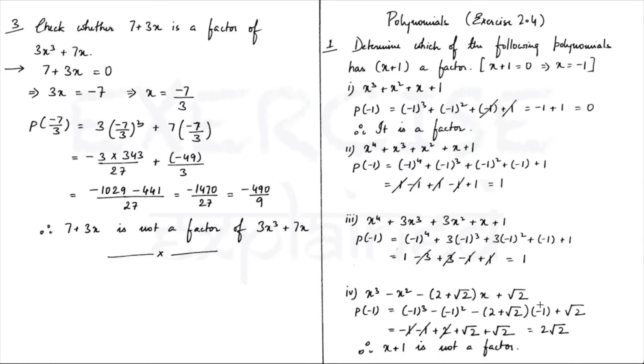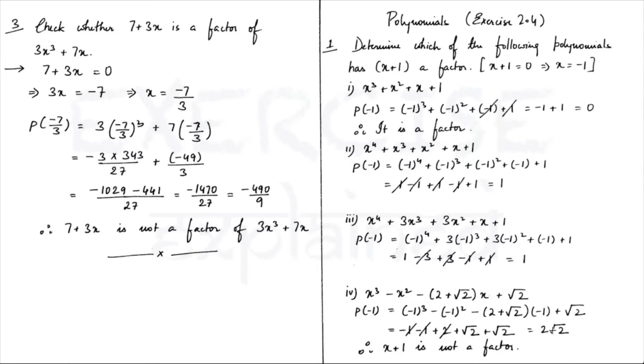Here minus into minus is plus, so 2 into 1 is 2, that is written as 2, and root 2 into 1 is root 2, so that is written as root 2, and what I have here is root 2. So this plus 2 and minus 1 cancels, and here what I have is root 2 plus root 2. I just add both of them and I get 2 root 2. So in this also we have not got p of x is equal to 0, therefore this is also not a factor.